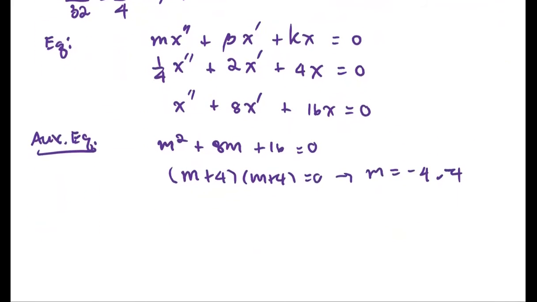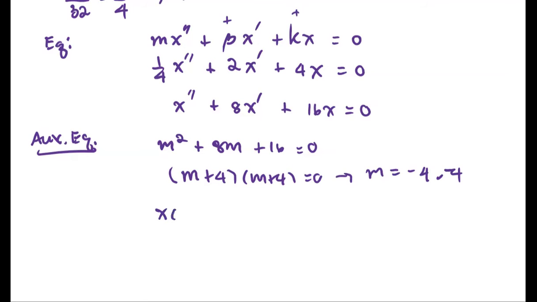As you see, the coefficients here are all positive, so you're going to get m with a negative sign as one of the observations. If m is negative, you have exponential decay. That's why, from the damping force, they force it to go to the equilibrium point. So m is negative 4 and negative 4.